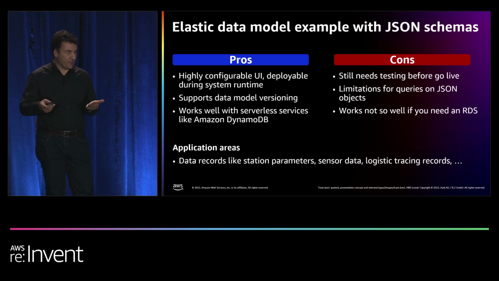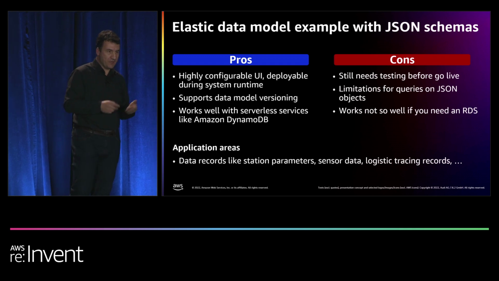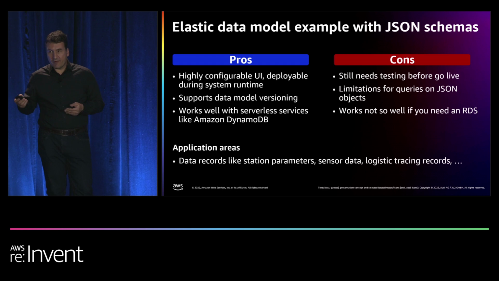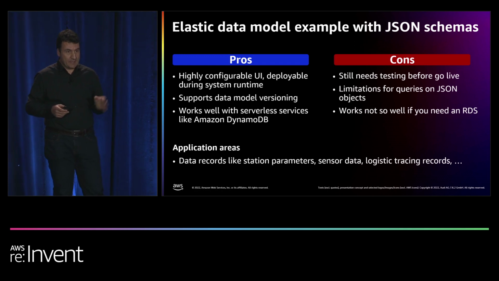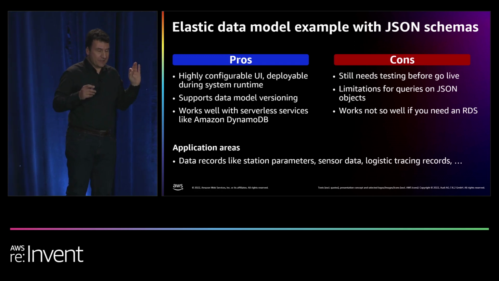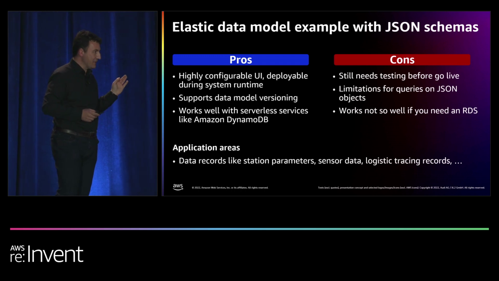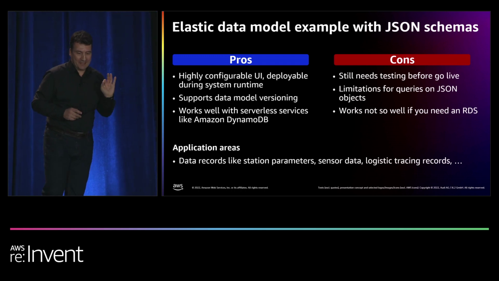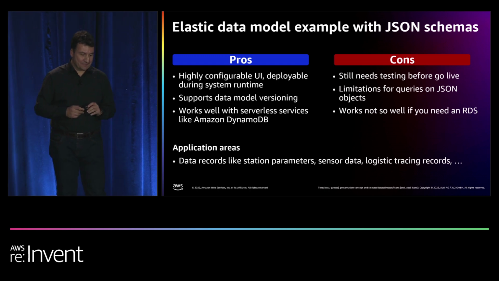And it also supports data model versioning, because if you change your schema, you could keep the old schema with the old JSON objects. And it also works very well with NoSQL databases like Amazon DynamoDB. The cons is you still need testing. So it could be deployed during runtime, of course, but it's always good to have testing before it goes live.